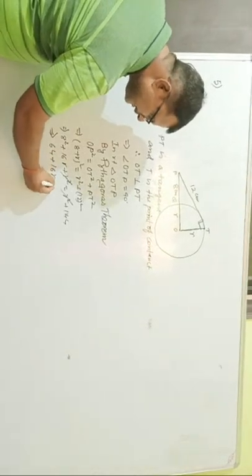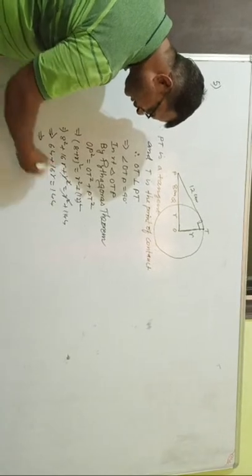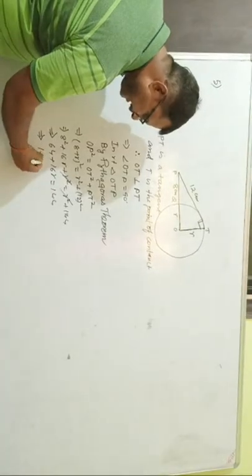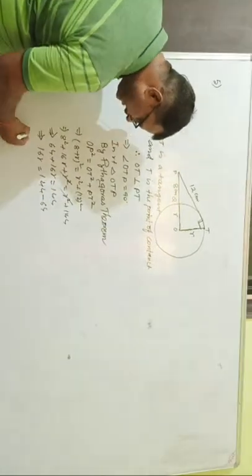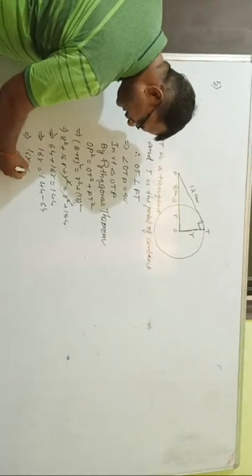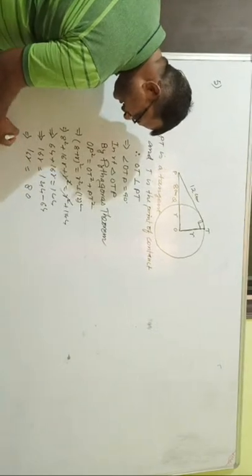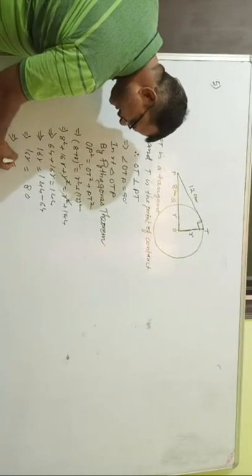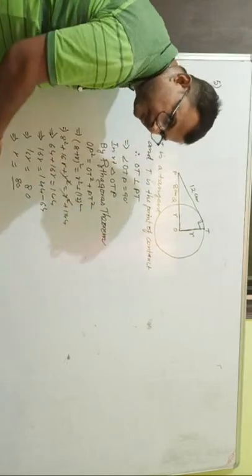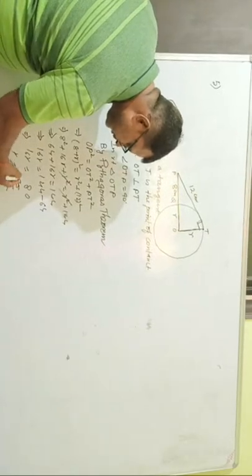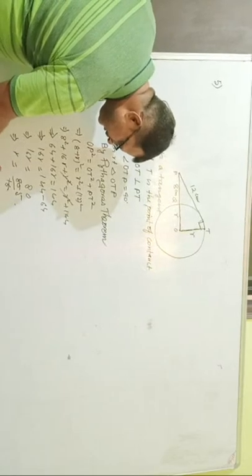Here 16r, and 144 transpose 64 to the right side. 16r is equal to 144 minus 64. Now see, 16r: 4 minus 4 is 0, 14 minus 6 is 8, so 80. Here r is equal to what? 16 will divide, because here it multiplies, and if you transpose it will divide. The 16 table, you know, 16 fives are 80. Therefore, r is equal to 5.